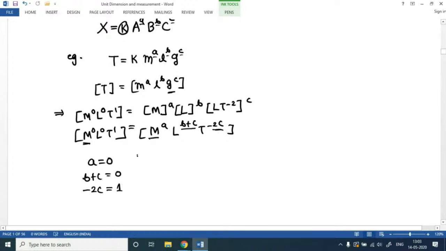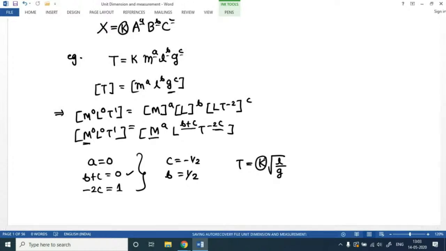Solving these three equations, a is equal to 0 as we already know, c is equal to minus 1 by 2, and b from this equation would be nothing but half. So you can write t is equal to some k into root l by g. To find out the value of k, you have to apply other methods. So these were a few things about units and dimensions you need to understand properly, and you need to have it in your mind always.